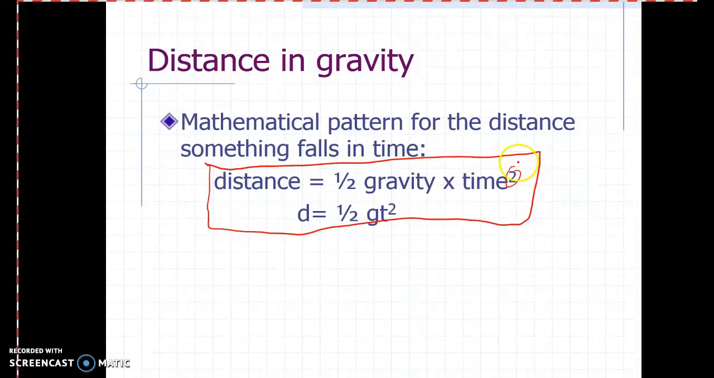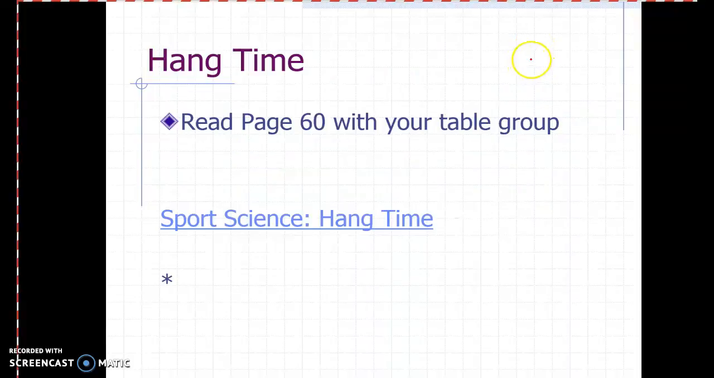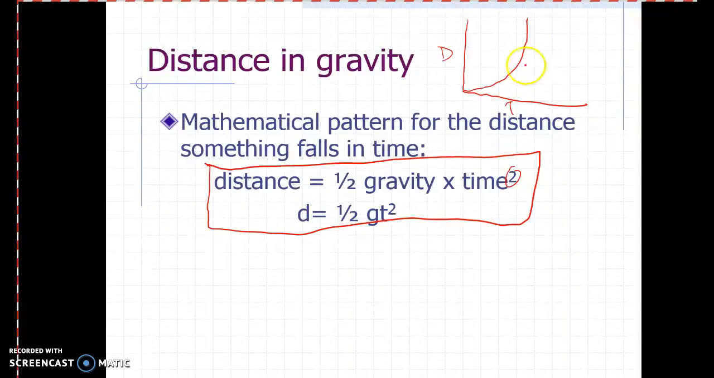There's your exponential. That's why on a distance versus time graph, when you have a parabola, this is considered exponential growth. Right? So when it makes that curve, it's called exponential growth. So it's moving up exponentially. So distance is 1/2 gravity times time squared.